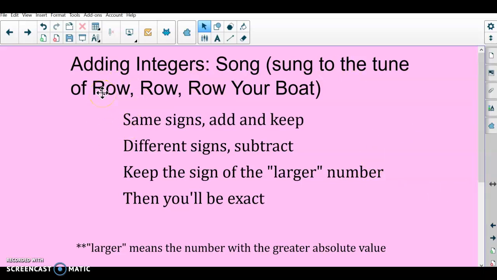Remember, row, row, row your boat gently down the stream. Same signs add and keep, different signs subtract. Keep the sign of the larger number, then you'll be exact.